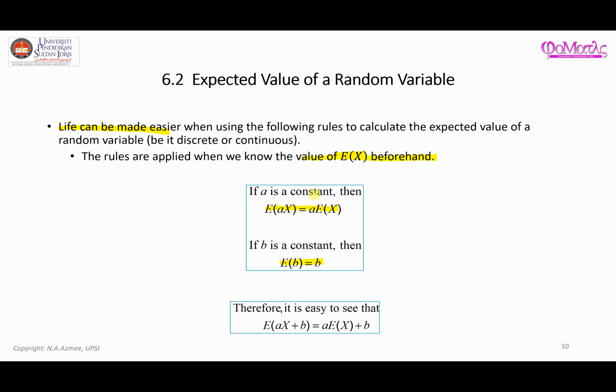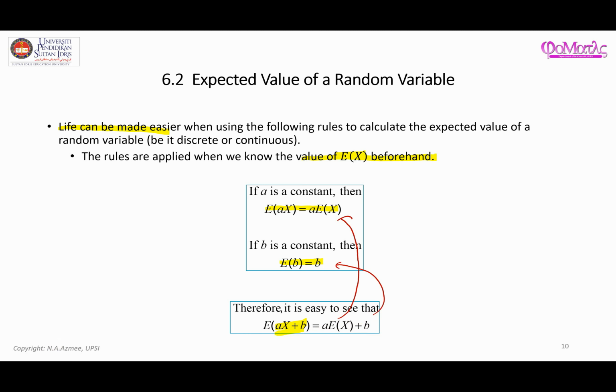So here, if a is a constant, then if you have a right next to X, the expected value of this is just a times E(X). And if b is a constant, then the expected value of b is just b. Therefore, if you have a linear function of X, where X is our random variable, then the expected value of this linear function is going to be just a times E(X) plus b. So the result comes directly from these two parts. When you combine them, you have a linear function of X, and the result becomes as such.